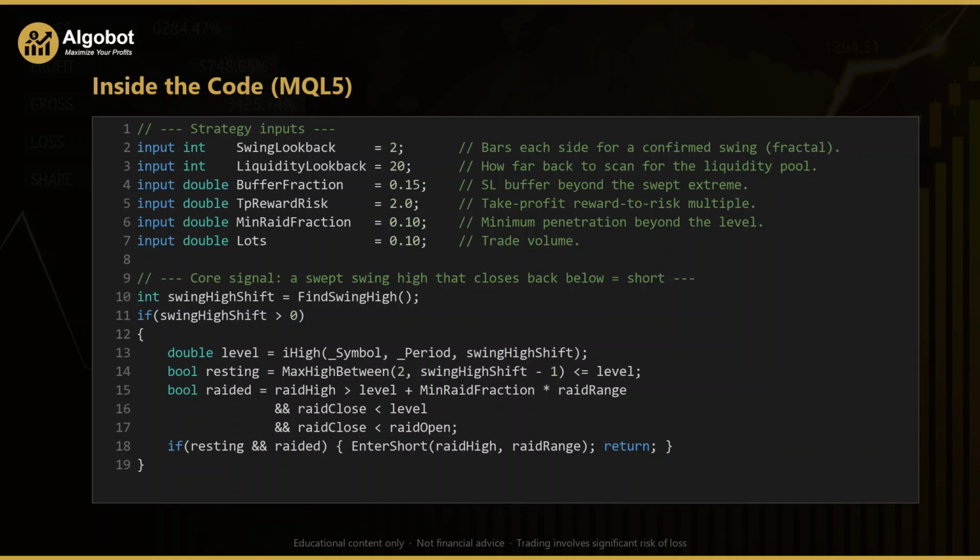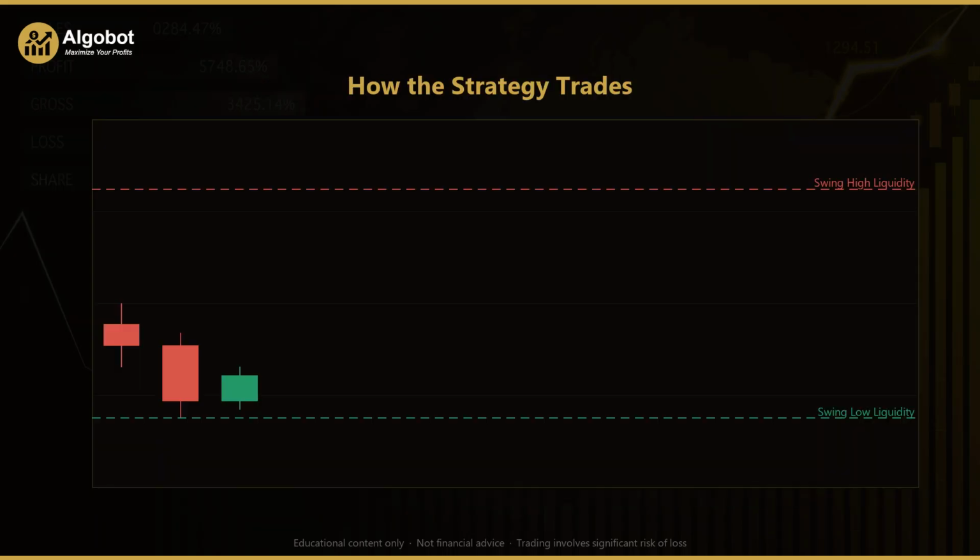The just closed candle's high must exceed the level by at least the minimum fraction of its range. Its close must fall back below the level, and its close must be below its open, showing rejection. When both resting and raided are true, the strategy calls enter short. A matching block, not shown here, handles the long side in reverse. Let's watch this play out on the chart.